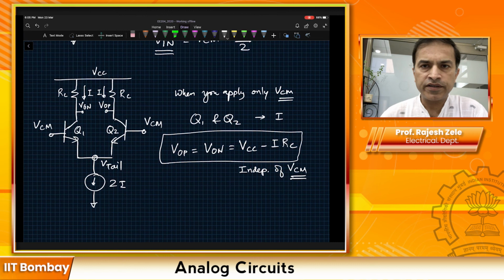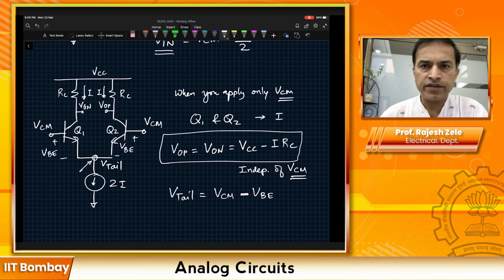Okay, and whereas V tail, if you look at the tail voltage, what would that be equal to? V tail voltage will be equal to VCM, which is the base voltage, minus you will have VBE for both the devices, right? And they should be same. So VCM minus VBE, that should be the tail voltage.